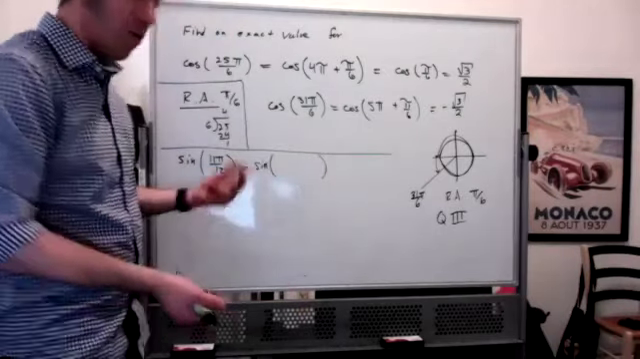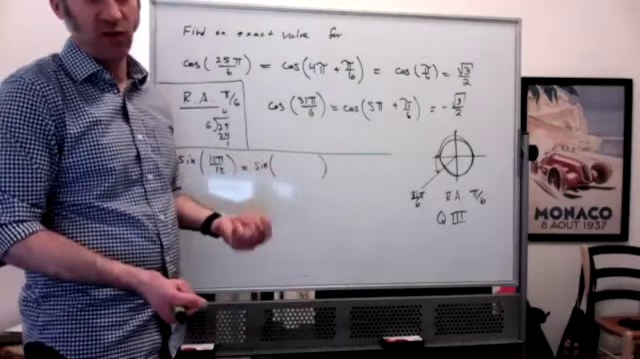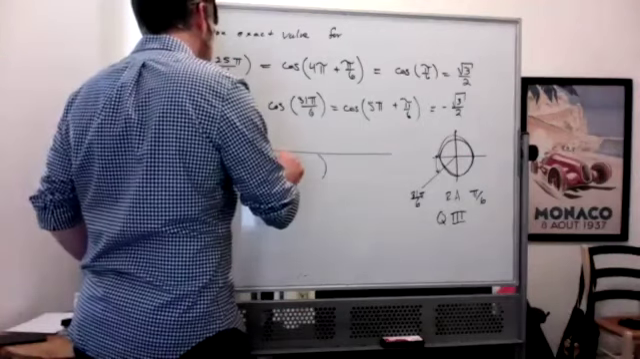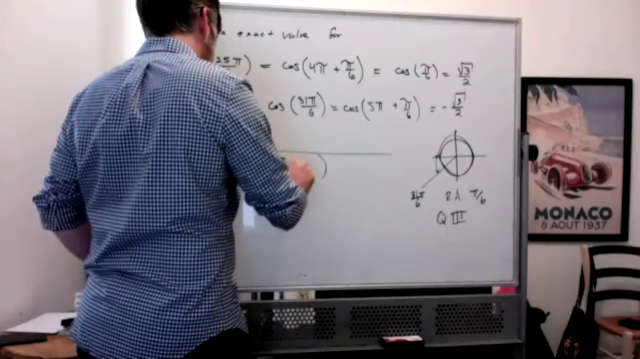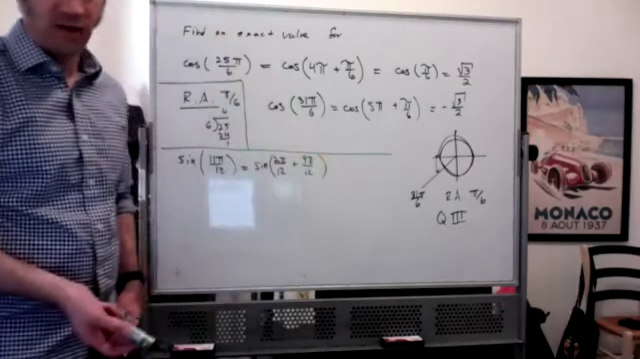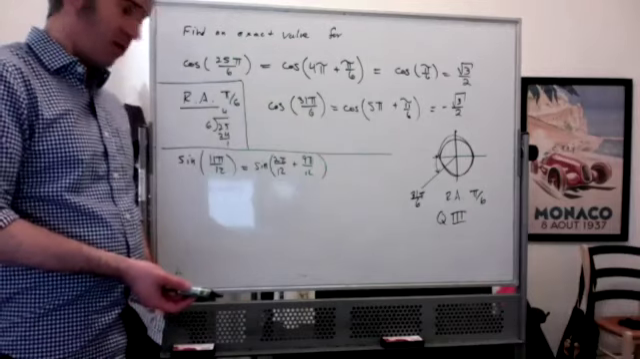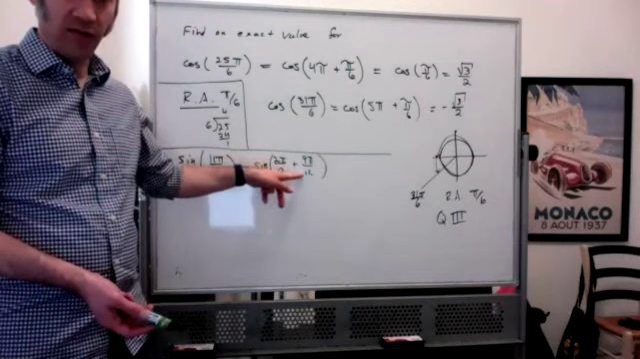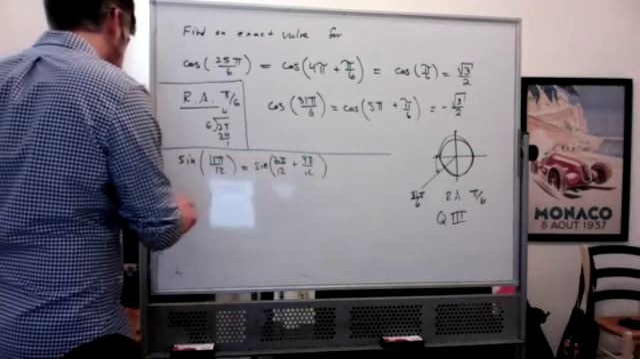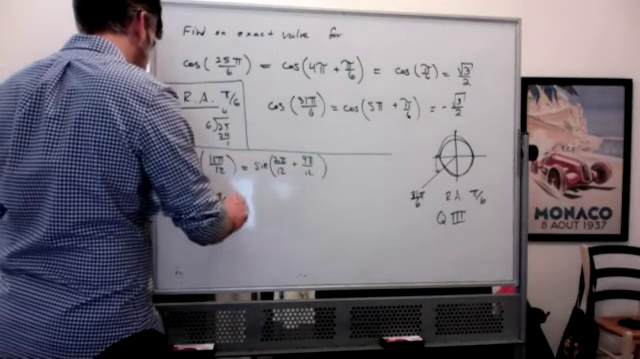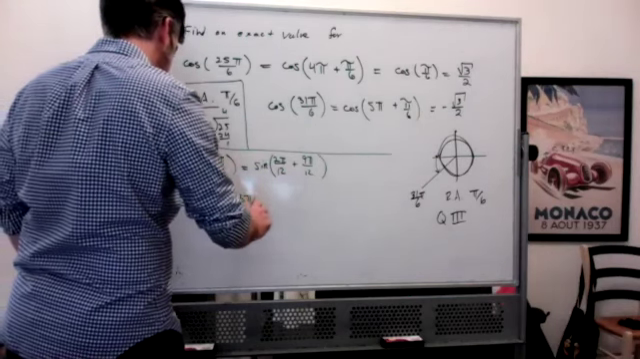So I know it's not 1 pi over 12 plus 10 pi over 12, because 1 pi over 12 never reduces, but 2 pi over 12 plus 9 pi over 12. Those both add up to 11 pi over 12, and they both reduce. This reduces to 1 pi over 6. This reduces to 3 pi over 4. So that's going to be sine of pi over 6 plus 3 pi over 4.